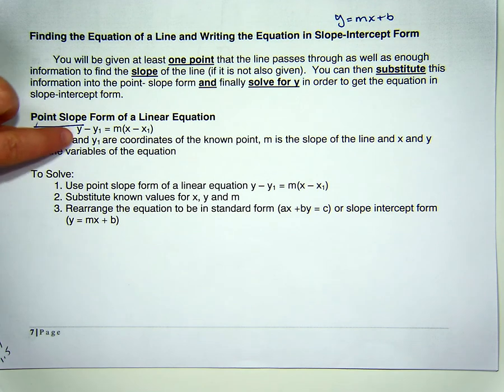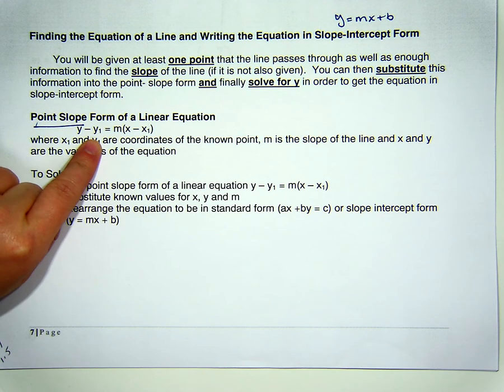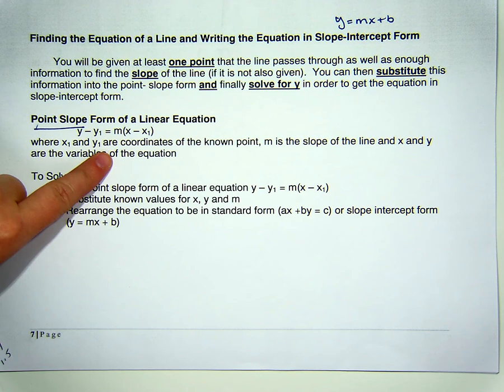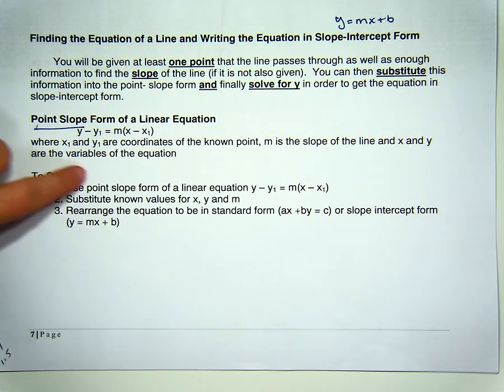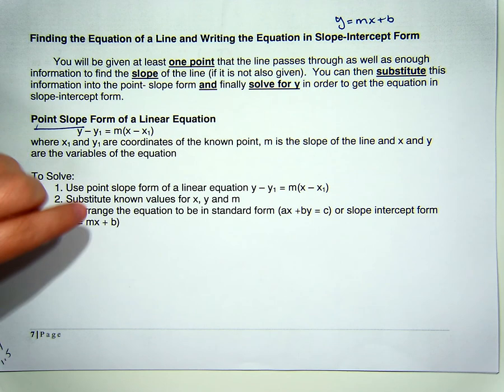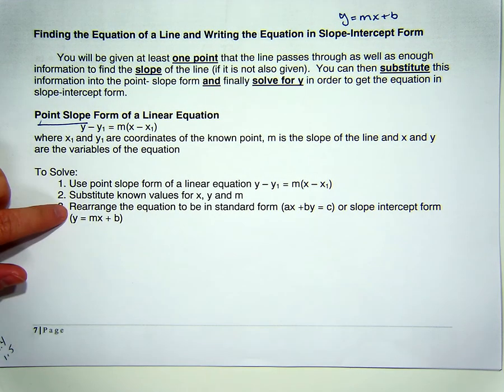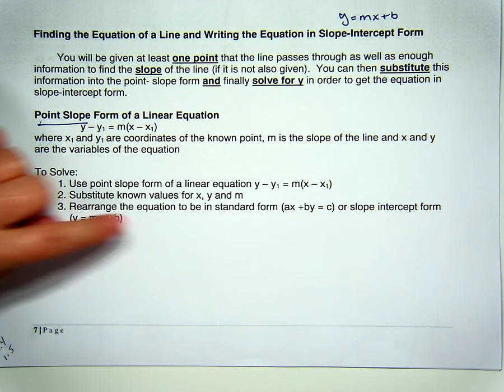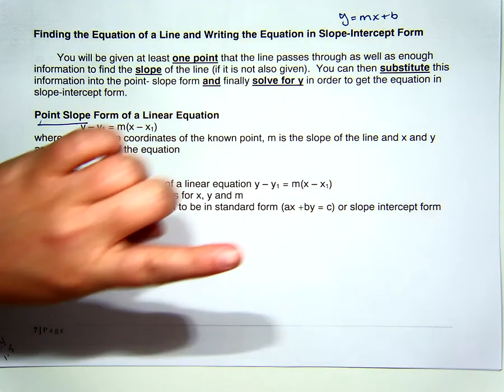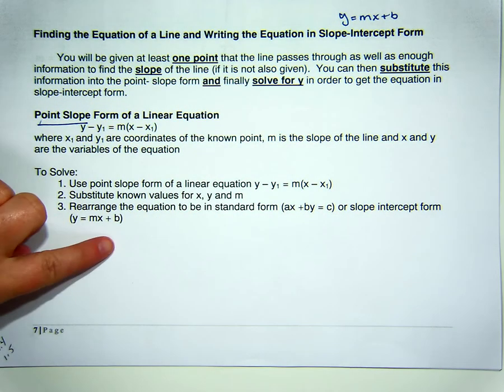Point-slope form is y minus y1 equals m, your slope, times x minus x1. x1 and y1 are the coordinates of the known point, and m is the slope of the line. X and y are just variables in the equation. Again, to solve, use the point-slope form, substitute your known values, and rearrange the equation to be in standard form, ax plus by equals c, or slope-intercept form. Again, this is how to find the equations of a line.